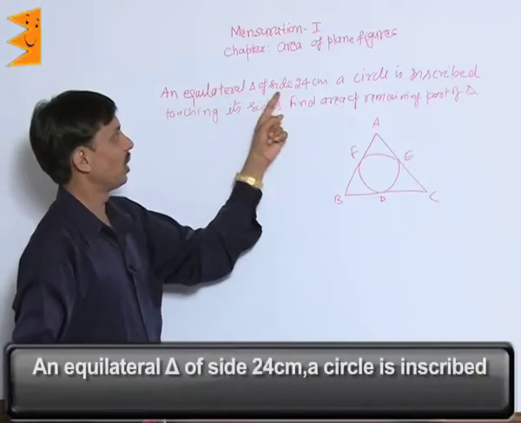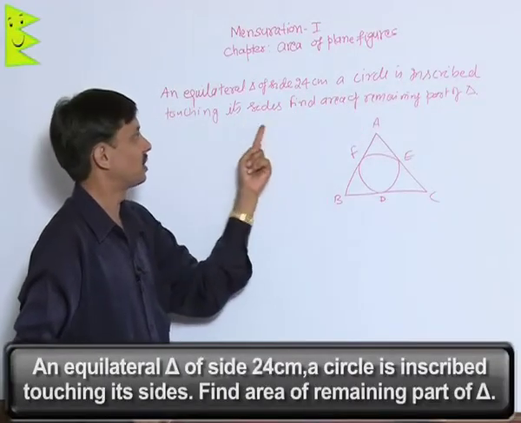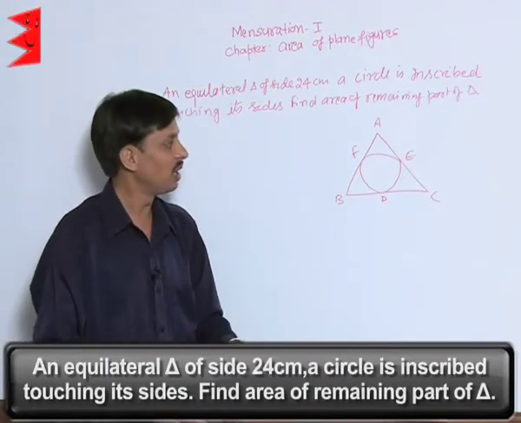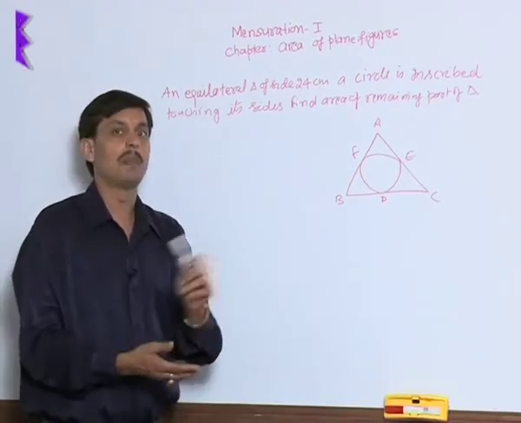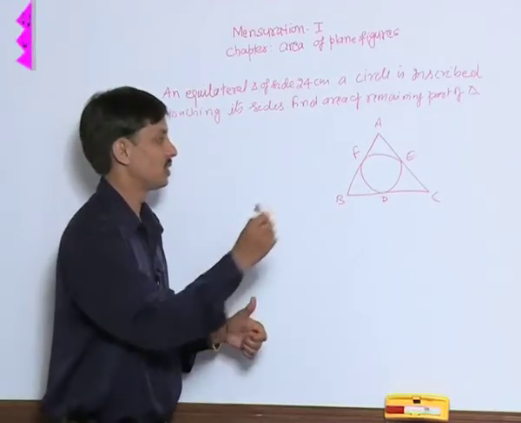An equilateral triangle of side 24 centimeter, and a circle is inscribed touching its sides. Find the area of the remaining part of the triangle, meaning the area of that part of the triangle which is not enclosed by this circle.